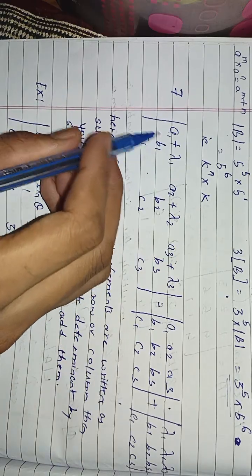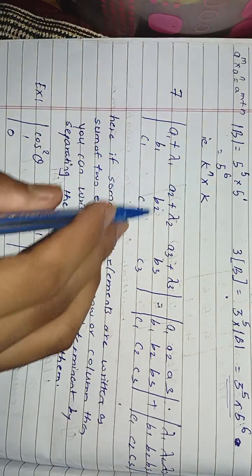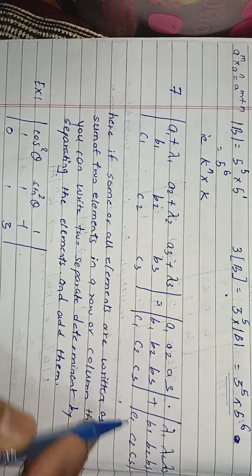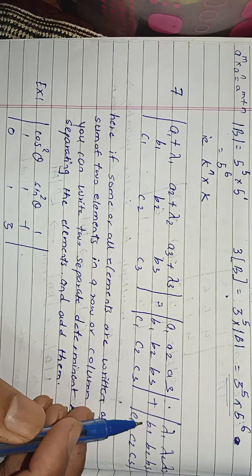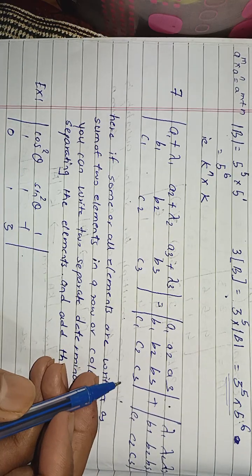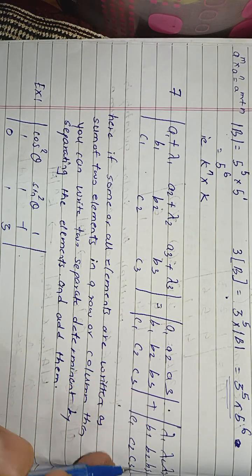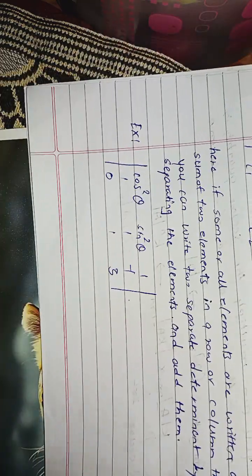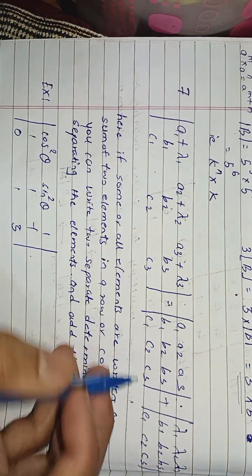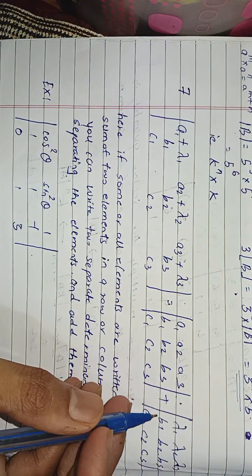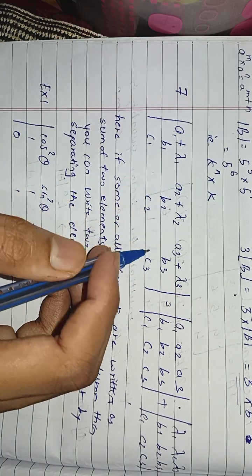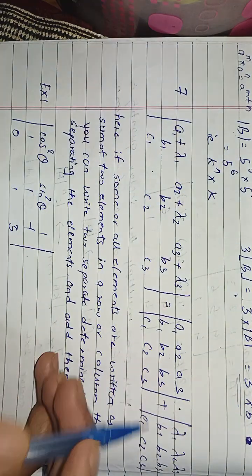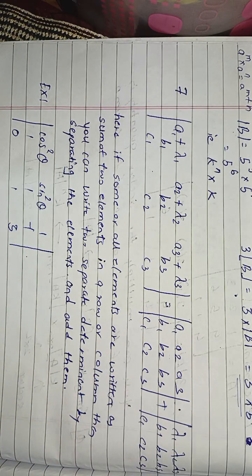The rest of the elements will be the same, so b1, b2, b3, b1, b2, b3 will be the same here. After adding these two determinants, the value which we get will be the same, meaning there will be no change in value. You can calculate this with Laplace expansion, but if you separate it, the value will not be different from what you get with Laplace expansion.